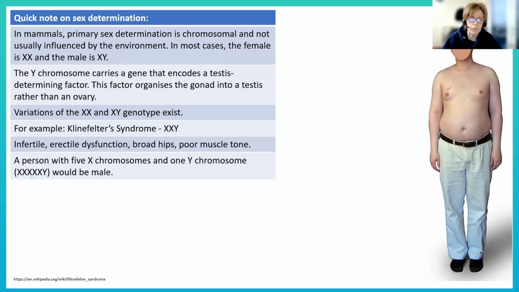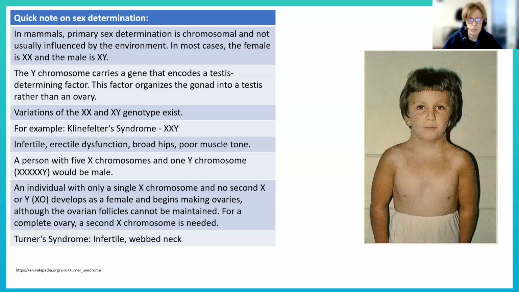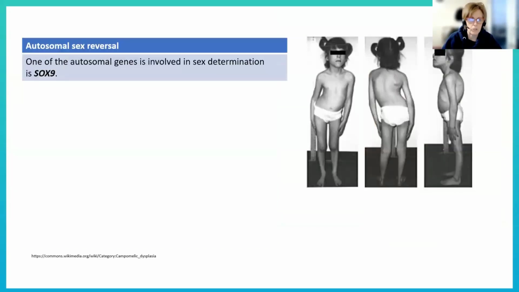You can have a person with up to 5 X chromosomes and 1 Y chromosome. They'd still be considered male. It is possible to have an individual with only a single X chromosome. So instead of being XX or XY, they are just X. They develop as a female, make ovaries, but the follicles can't develop and be maintained. So release the eggs. A second chromosome is needed for that. This is known as Turner syndrome. These individuals are infertile and they have a kind of broad, webbed neck. They have some identifiable features as well.